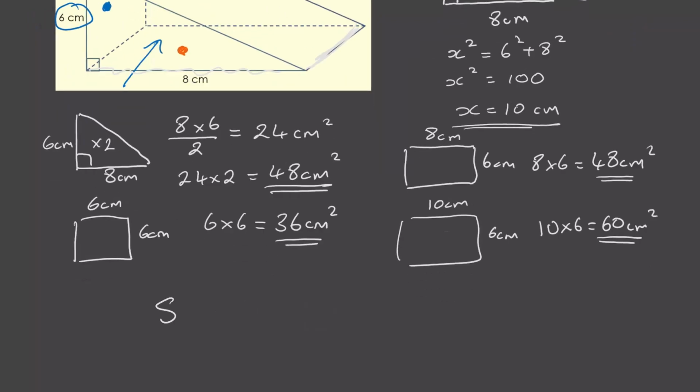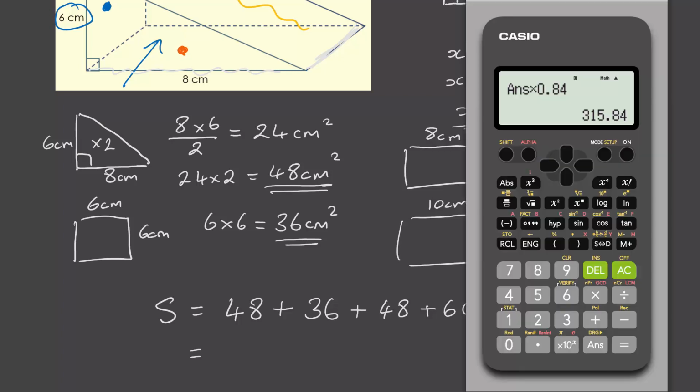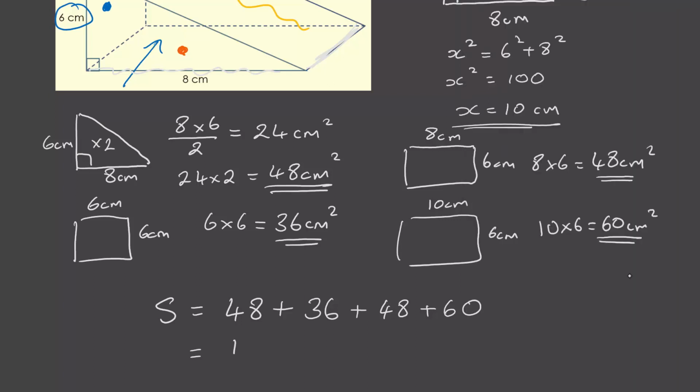And so my surface area is going to be the 48 for the 2 triangles, add 36 for the rectangle at the back, add 48 for the rectangle on the bottom, add 60 for the rectangle that's sloping, this rectangle down here. And we just need to add those up. So we've got 48, add 36, add 48, add 60, gives me 192 square centimeters.